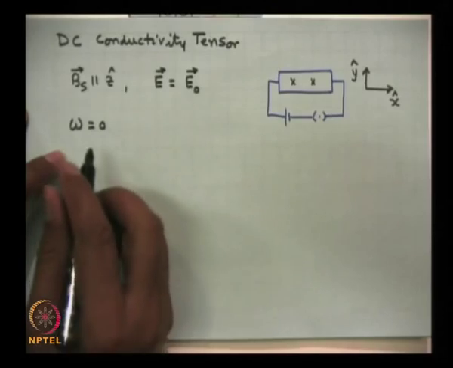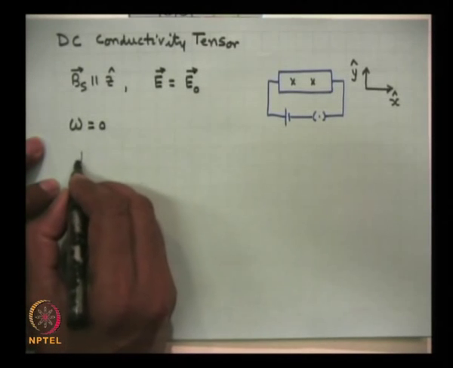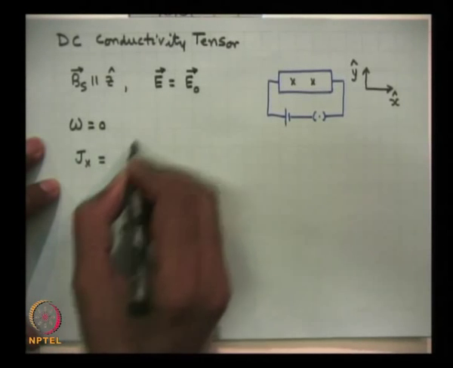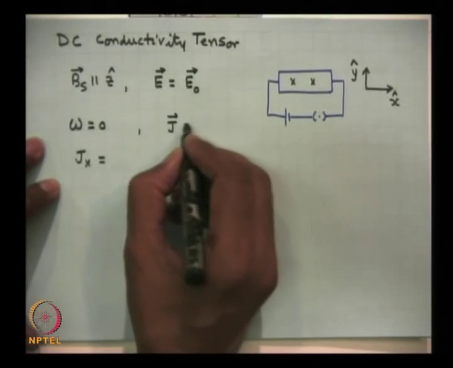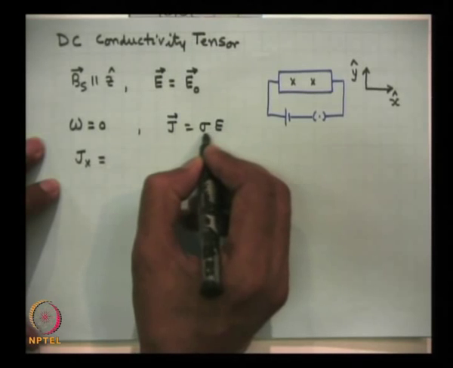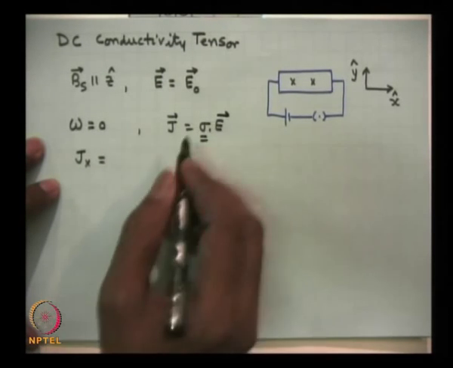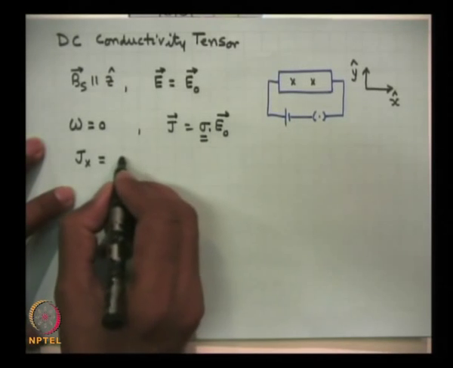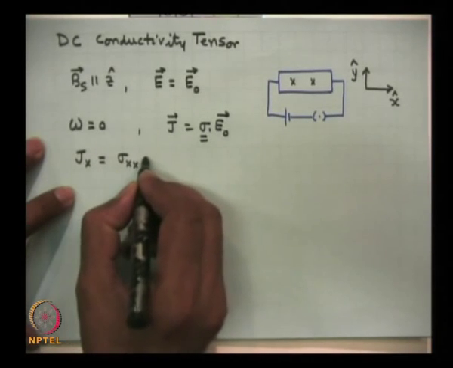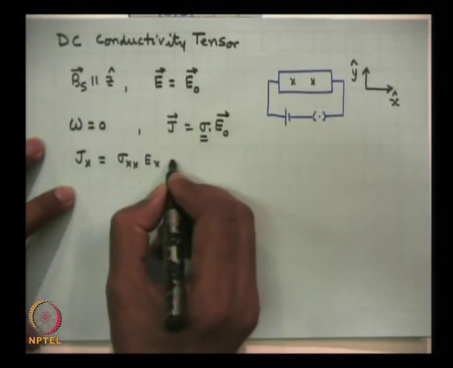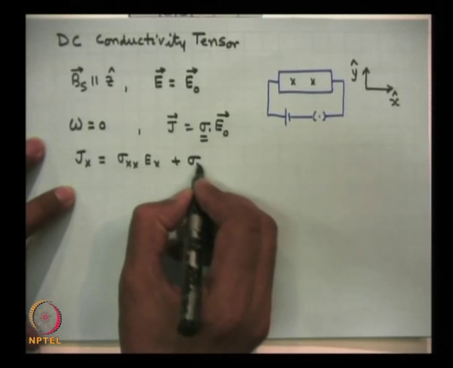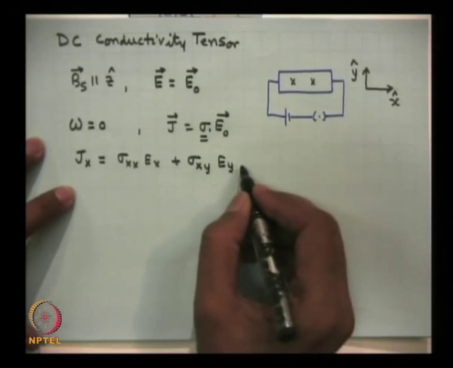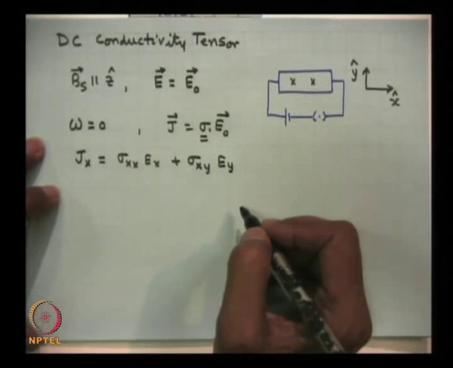In this case, if I write down the current density using the expression j equal to sigma dot e, where e is equal to e 0, let us write down the components. j x will be equal to sigma x x e x plus sigma x y e y. Sigma x z is 0, so I do not need to write it.